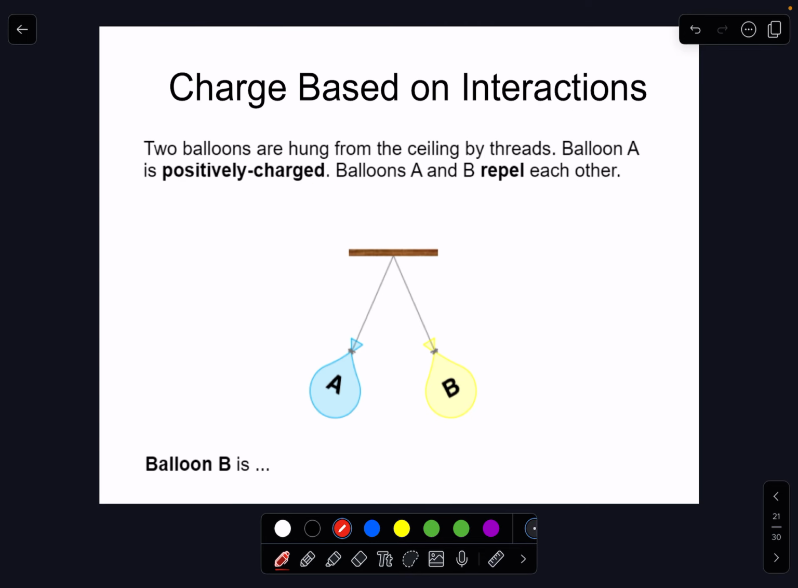Okay, so you've got a few of these to practice in your CFU, your check for understanding, which means you'll most likely see one on a quiz too. So in this case, you have two balloons hung from a ceiling by threads. If balloon A is positively charged and balloon A and B repel, what does the other have to be? Well, this has to be positive as well, okay? Because the only way you can repel something is if you have two like charges. So the only option is for it to be positive.